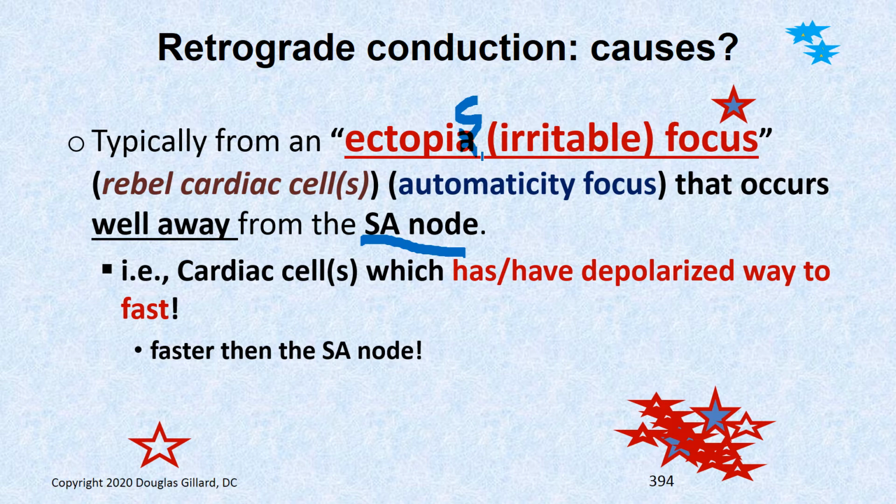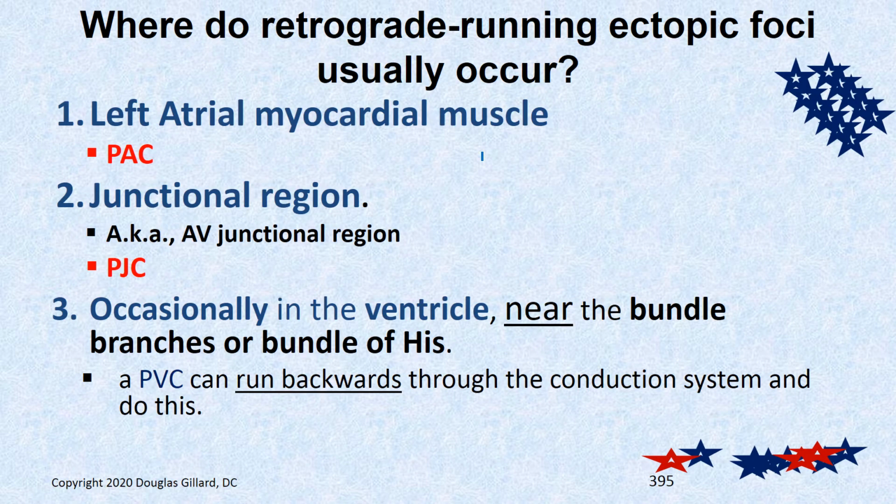All right? So that is the story. Ectopic foci is the buzzword. Where do retrograde running ectopic foci usually occur? Where can these wild ectopic foci arise? In the myocardium of the left atria; if it does, it's called a premature atrial contraction. We'll look at all the ECGs for that. It could arise in the junctional region. If it does, that's called a premature junctional contraction or complex. We'll look at the difference between those.